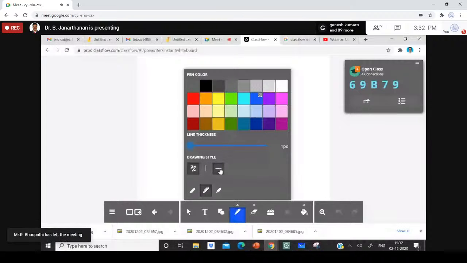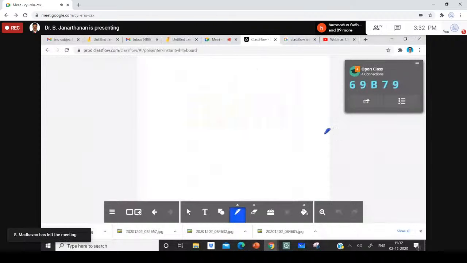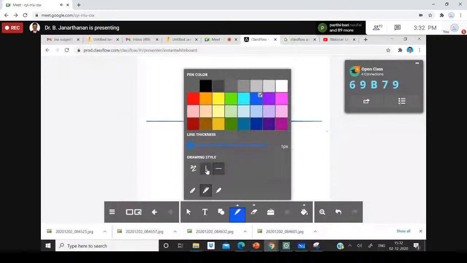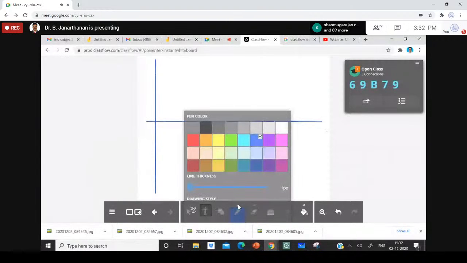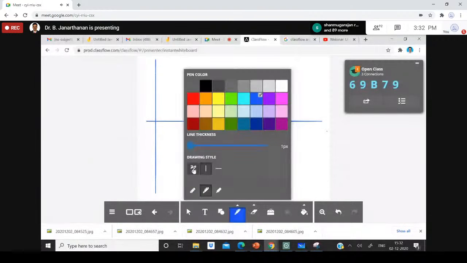When I draw this now, wherever you move the mouse, it will only draw a horizontal line. You can see a very nice horizontal line. Next, when I pick the vertical line and draw, it will be only a vertical line. So I can very easily draw XY lines like this. And when you want to draw at any angle, they are giving all these features.